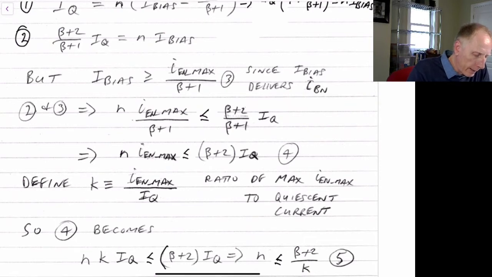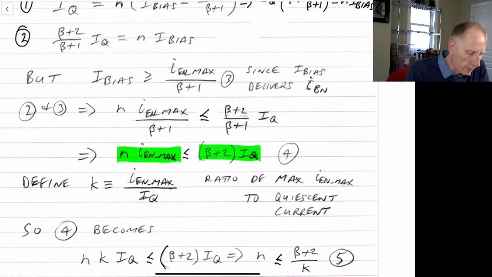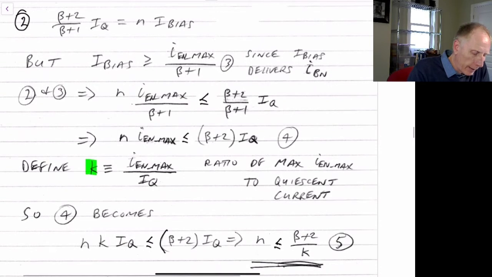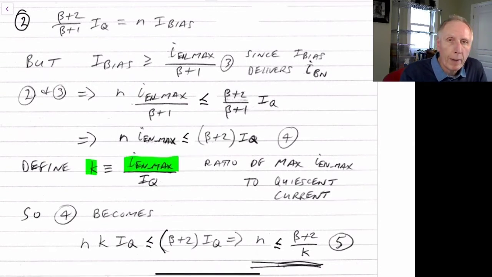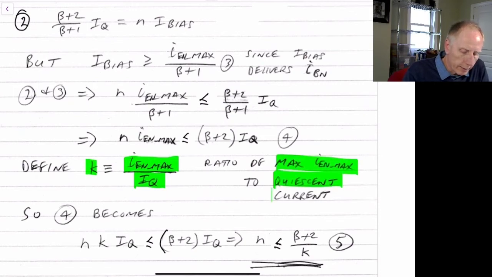That implies that N, just multiplying through by beta plus 1, N times I sub E N maximum must be less than beta plus 2 times IQ. Now let's define a new parameter, K. K will be the ratio of our maximum current that we ever deliver through the NPN transistor divided by the quiescent current. So it's a ratio of the maximum current to the quiescent current.